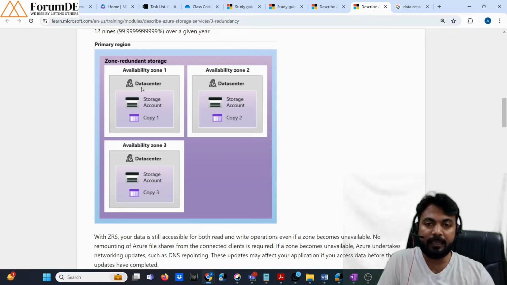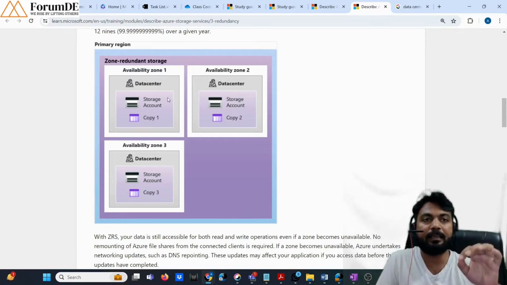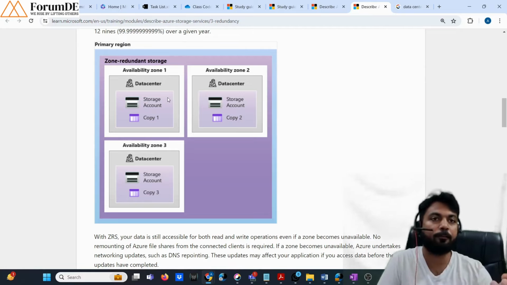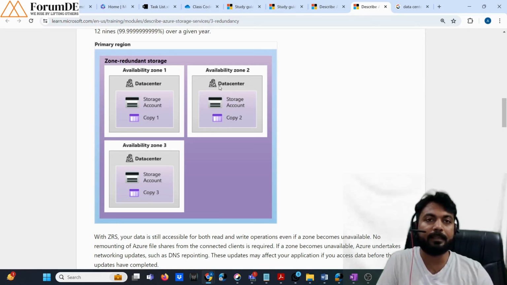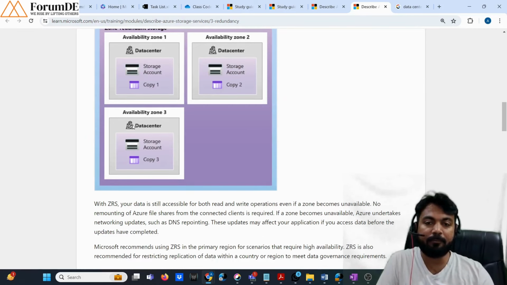When we move towards zone redundant storage, data is stored in three different data centers, and these are not the same data center. So if anything happens in one data center, like a power outage, all data stored in this data center will not be accessible. Then we can access that data from the second data center where copy 2 has been kept. If power loss happens in both these data centers, then we will be able to access data from the third data center present in availability zone 3.